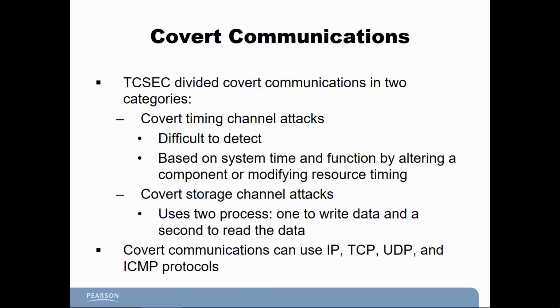So, what is covert communication? The TCSEC divides covert communication into two major categories. Covert timing channel attacks, they're harder to detect and they're based on time, as well as covert storage channel attacks. And this uses two processes, one to write data and one to read the data. Covert communications can use a plethora of protocols: IP, TCP, UDP, as well as ICMP.